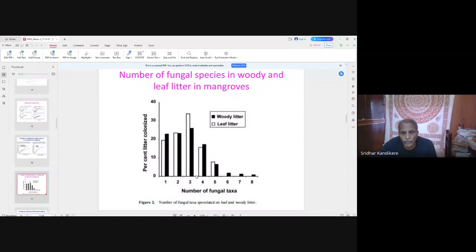On many occasions, with three species, do they really cooperate with each other, or are they competing with each other? That is the question. If you look into the woody material, 1, 2, 3, 4, 5, 6, 7, 8 species are occurring per wood material, 8 species in one wood material. Therefore, there may be some competition, and because of such competition they may produce some metabolites and such things. Whereas the leaf material is almost truncated at 5 species, not more than 5 species. Probably it is fragile.